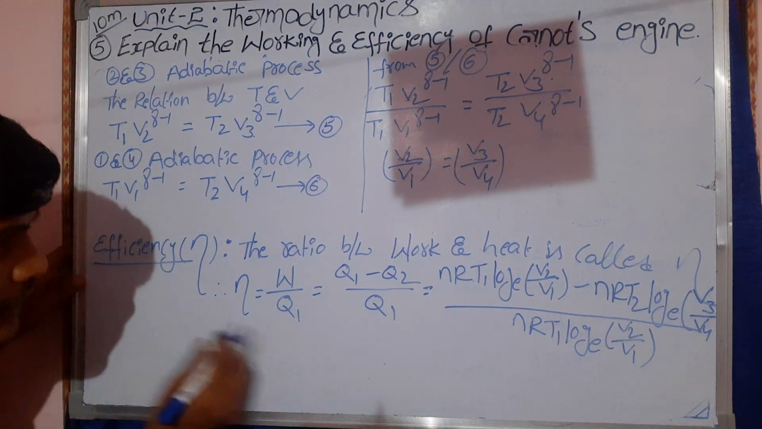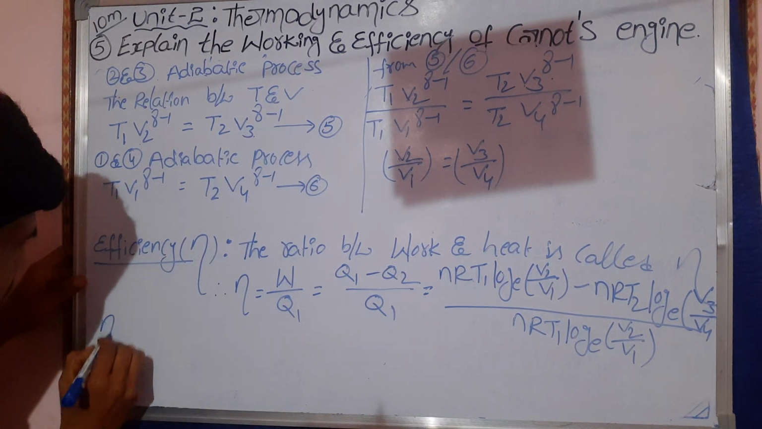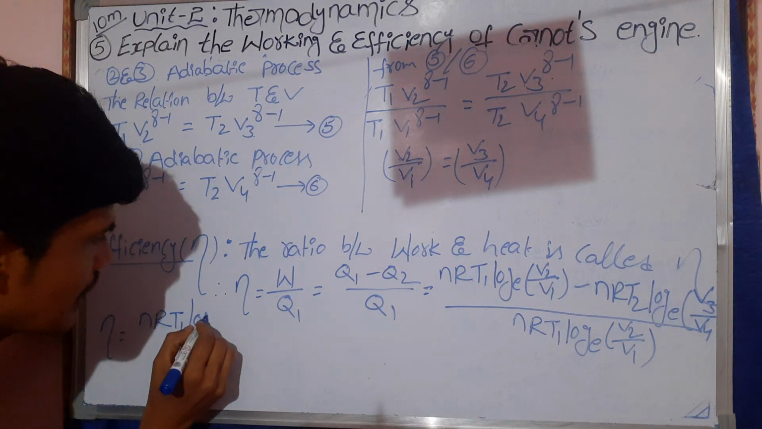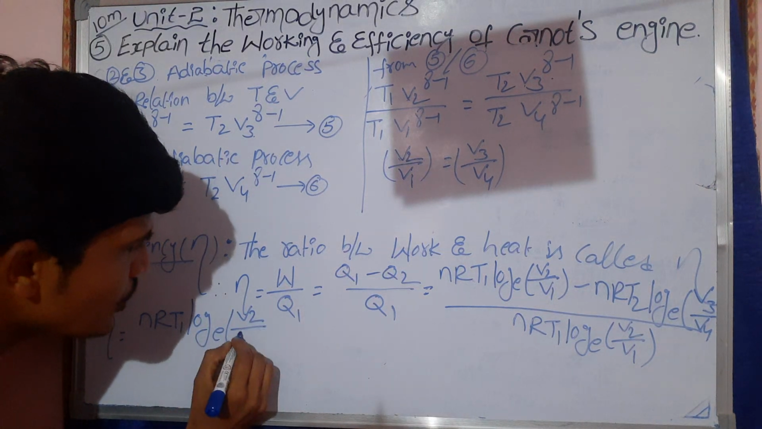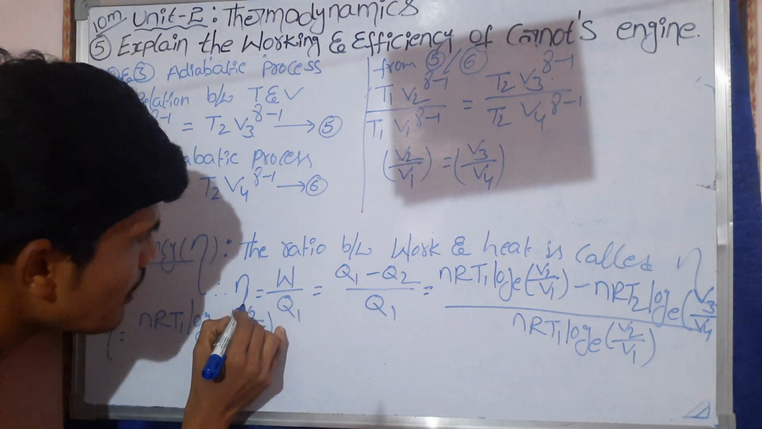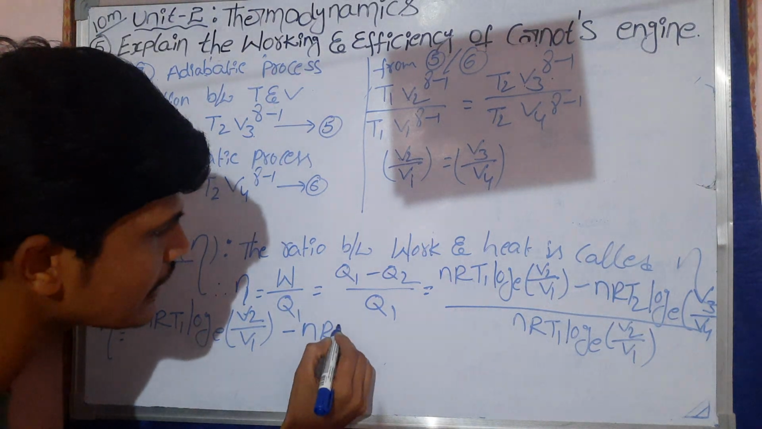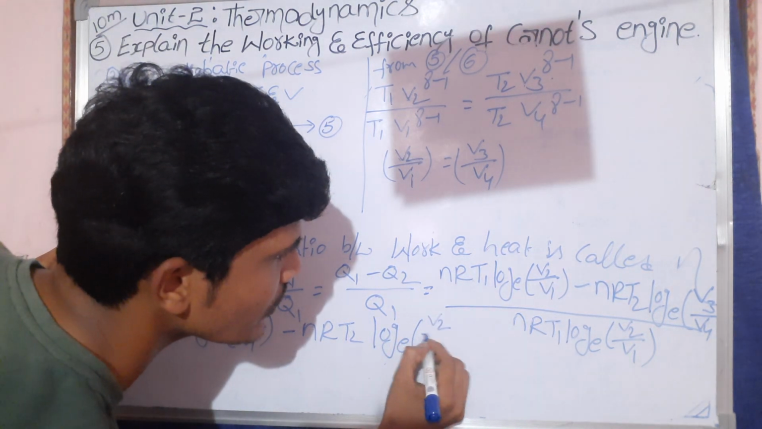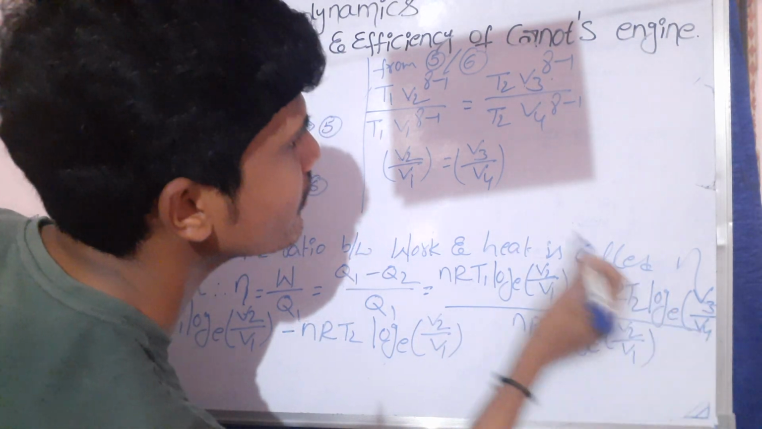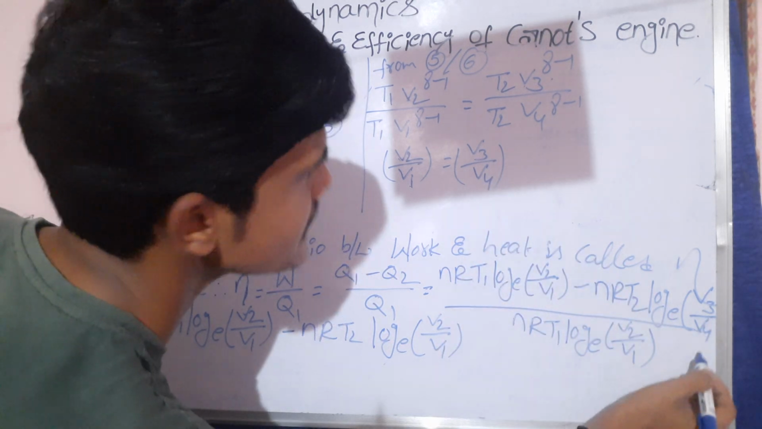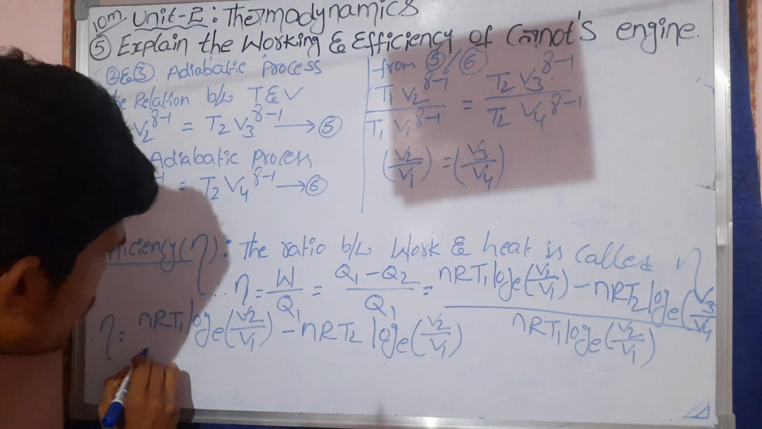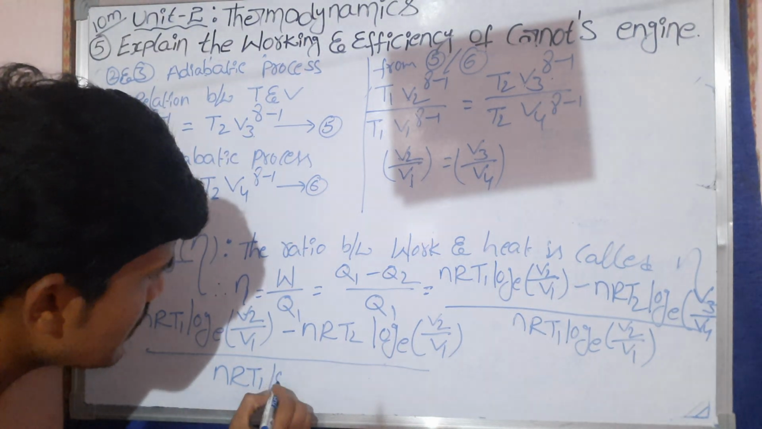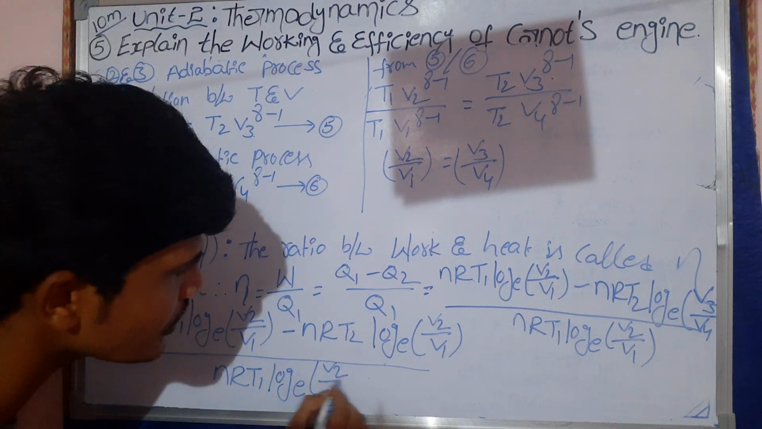So in this equation, eta equals NR T1 log e base V2 by V1 minus NR T2 log e base V2 by V1, with V3 by V4 replaced by V2 by V1, whole by NR T1 log e base V2 by V1.